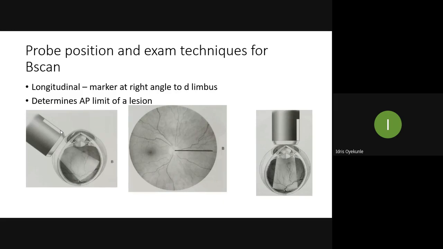Also, the examination technique is important. So there's the longitudinal, there's the axial, and the transverse. In longitudinal B-scan, the marker is at a right angle to the limbus, just like it's seen in this image. And it's mostly used to determine the anteroposterior limits of a lesion.